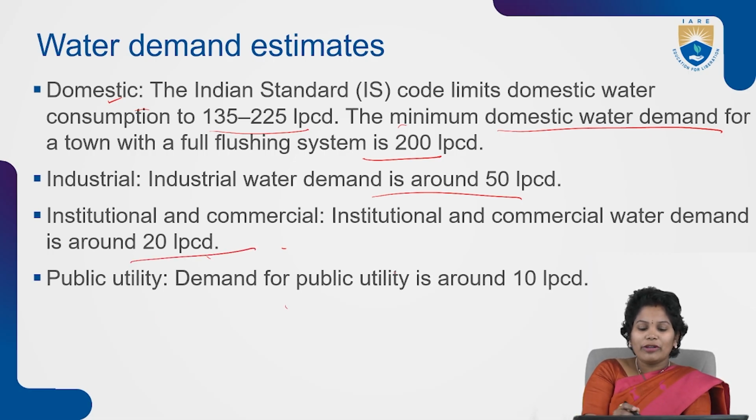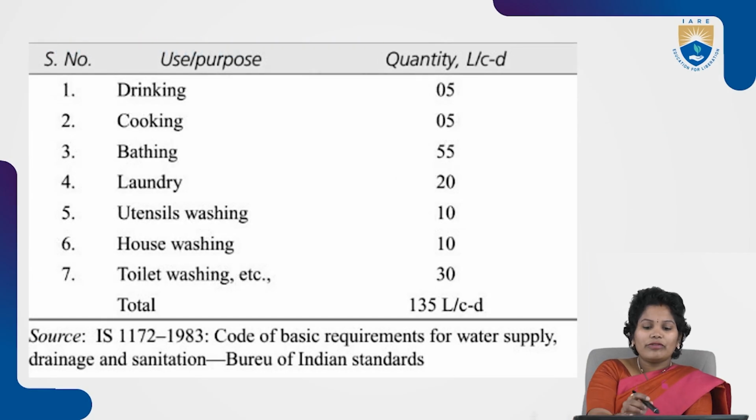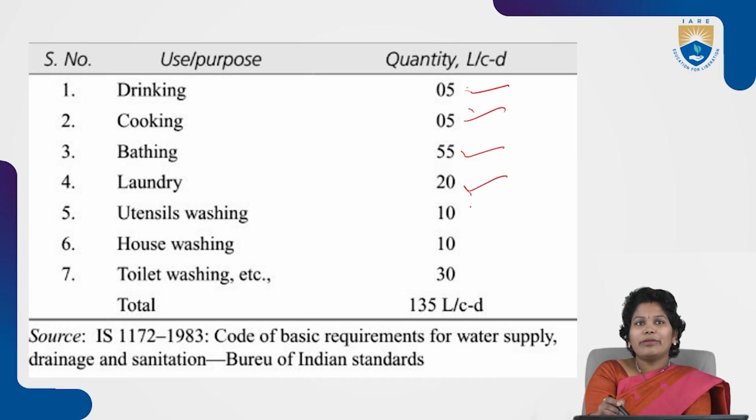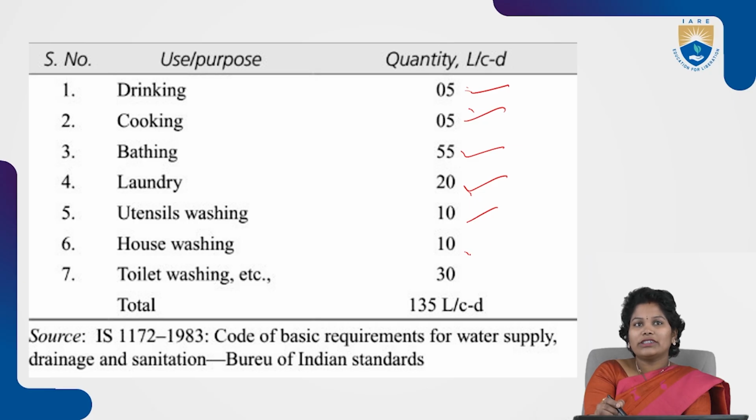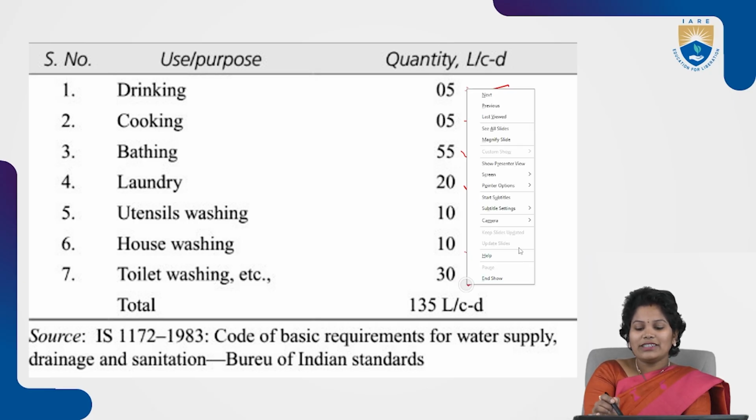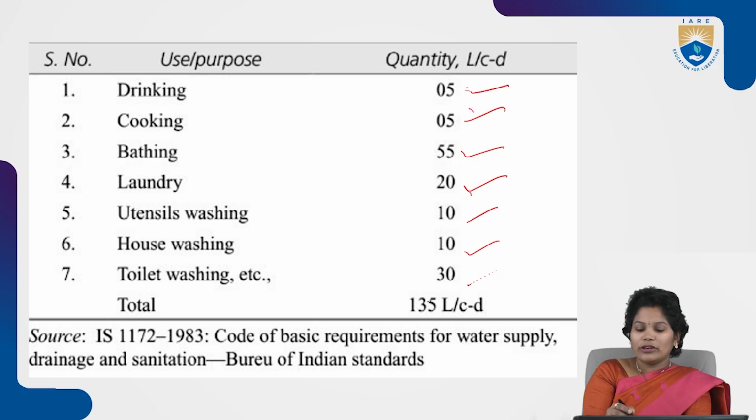Now institutions and commercial, there we are using around 20 lpcd. Public utility uses only 10% of water per day. Here, for drinking it is 5%. Cooking is 5%. Bathing is also 5%. Laundry is 20%. Utensils is 10%. House washing is 10%. Toilet washing and etc. is 30%. So overall the average is 135 LPCD, right?